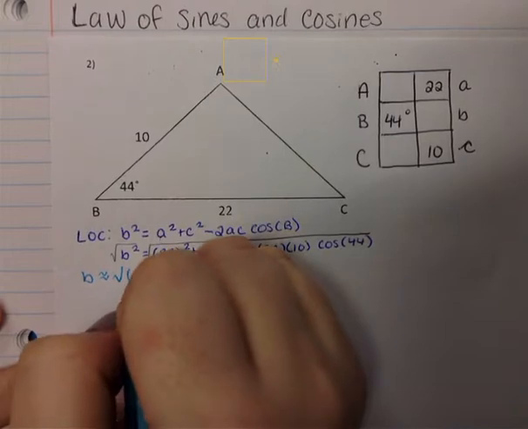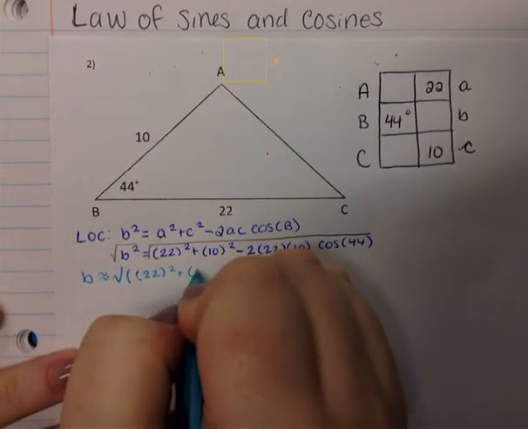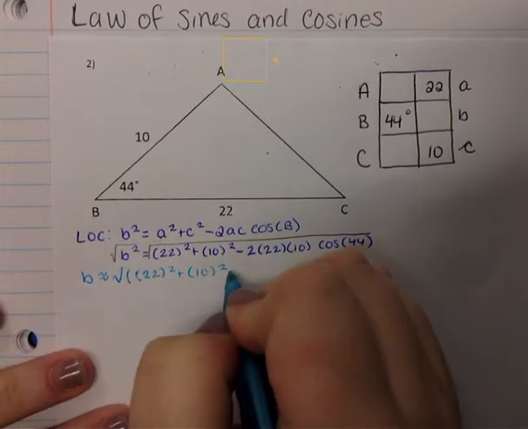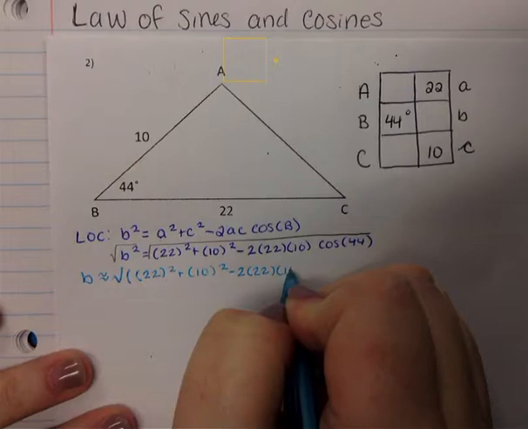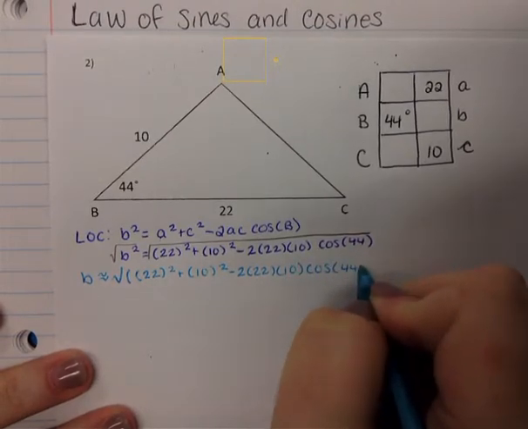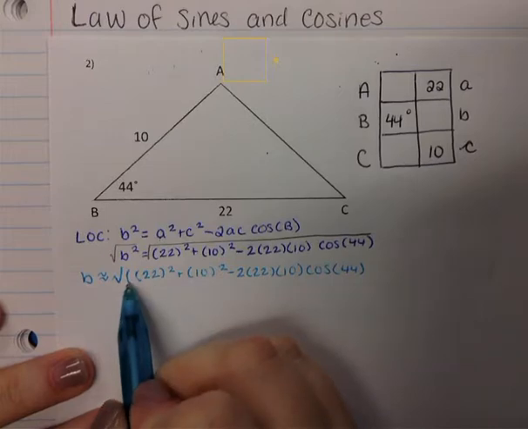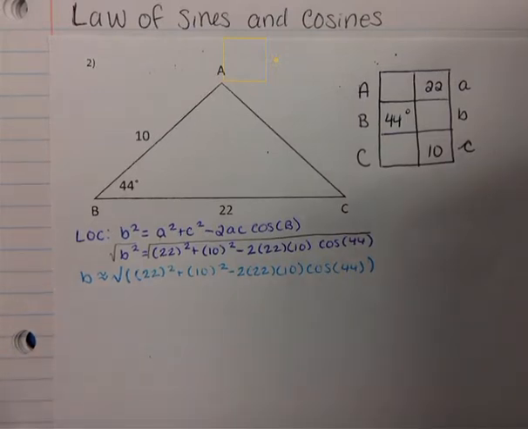So I have parentheses 22 parentheses squared, plus parentheses 10 parentheses squared, minus 2 parentheses 22 parentheses parentheses 10 parentheses cosine parentheses 44 parentheses. But then I want to make sure I close my original parentheses set, which will close the radical. So this is in case you have an older calculator.